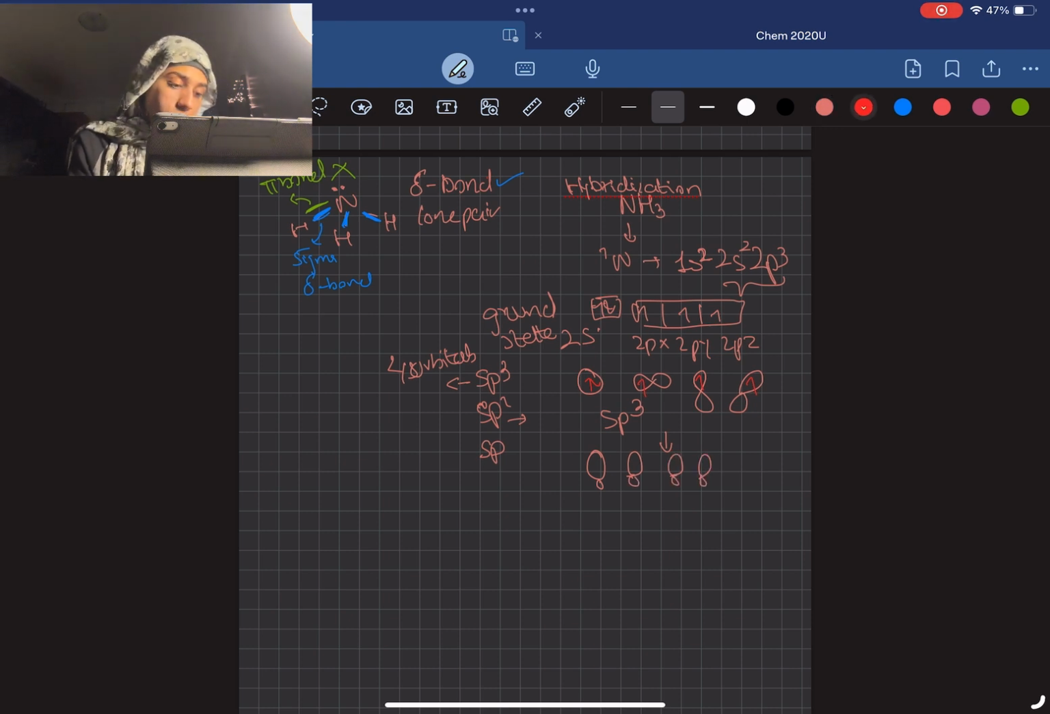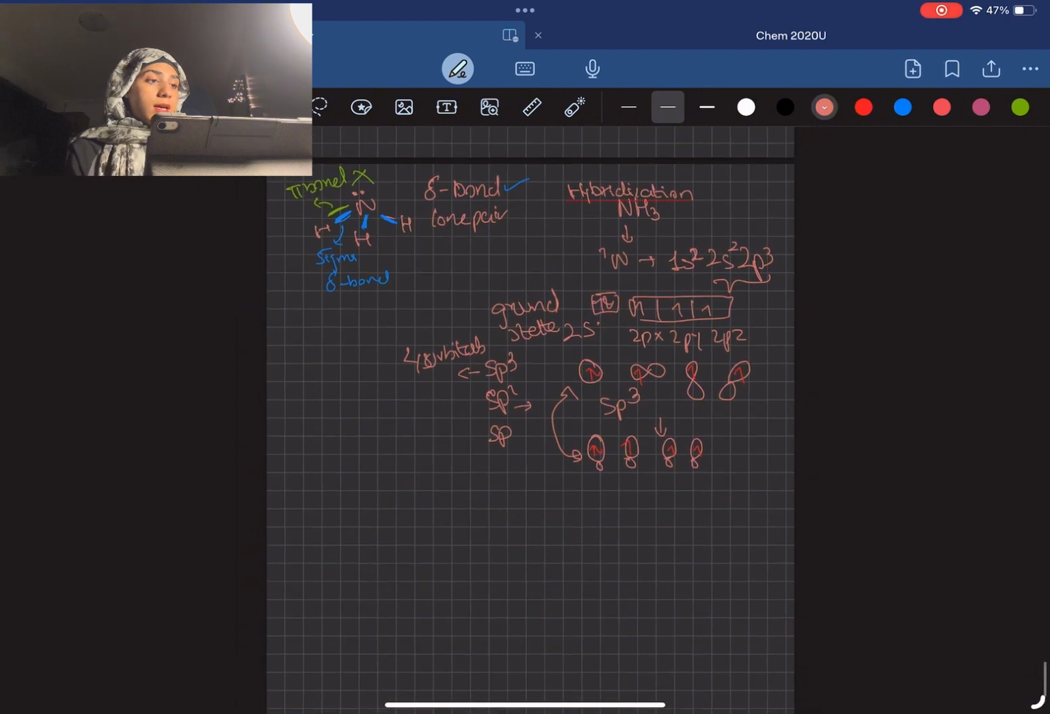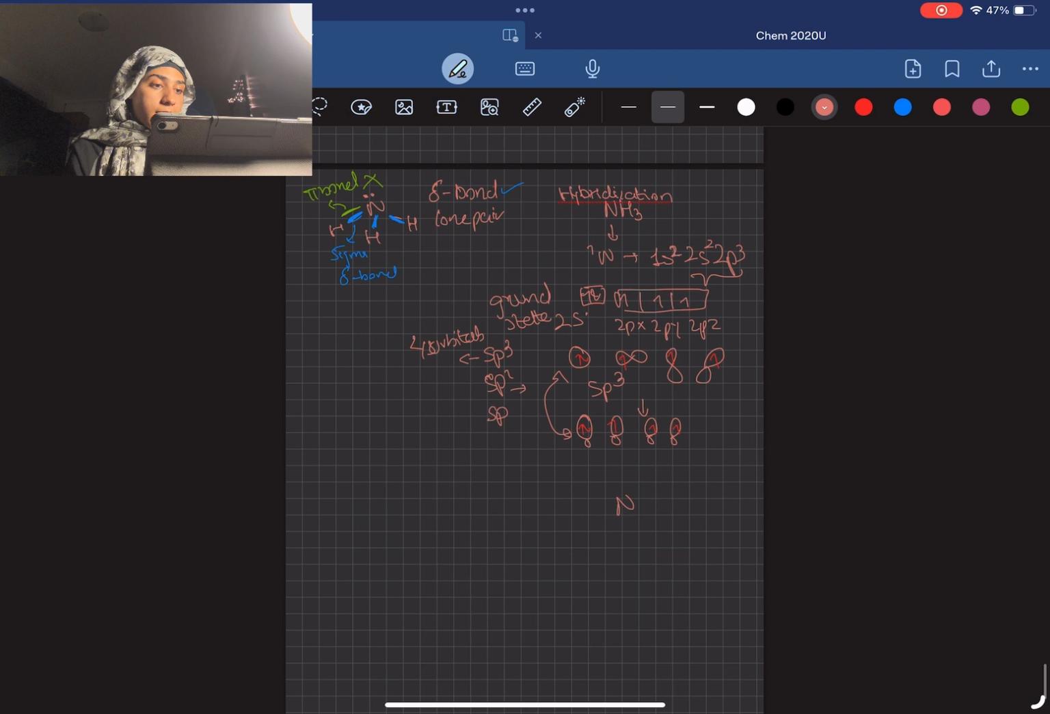Now remember, this is not a dumbbell shape. This has 2 electrons, 1, 1, and 1. These 2 electrons are coming from here. Now I'll put my nitrogen in the center, and I'll put these around it. This is sp3, sp3, sp3, sp3.